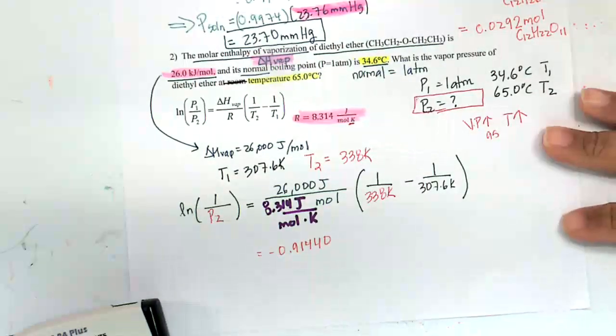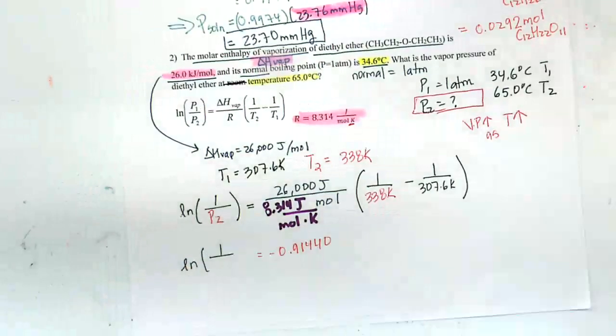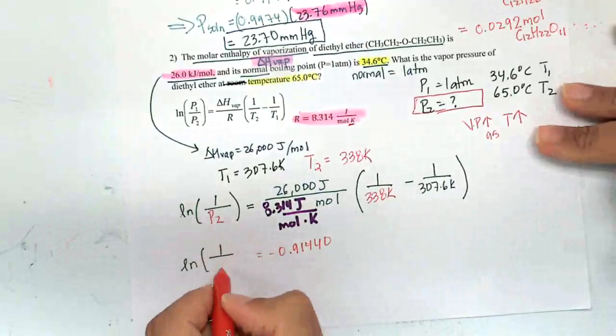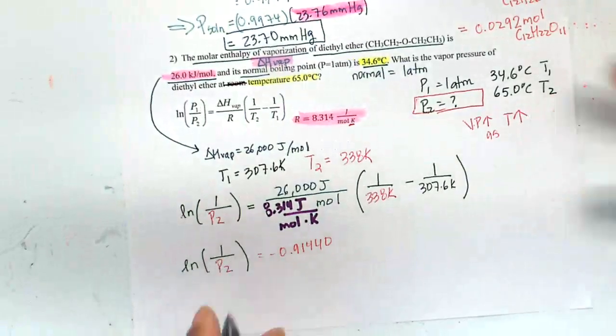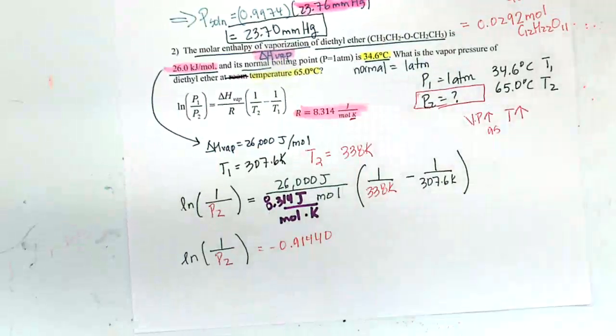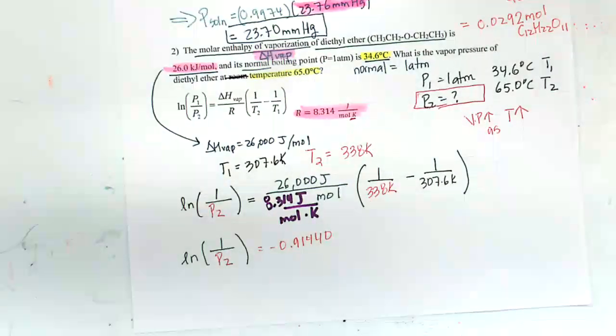Okay, so this is going to equal natural log 1 over P2. All right, so the next step on here is how do we get P2? Okay, we're going to take the inverse natural log. The inverse natural log. So what is the inverse natural log?